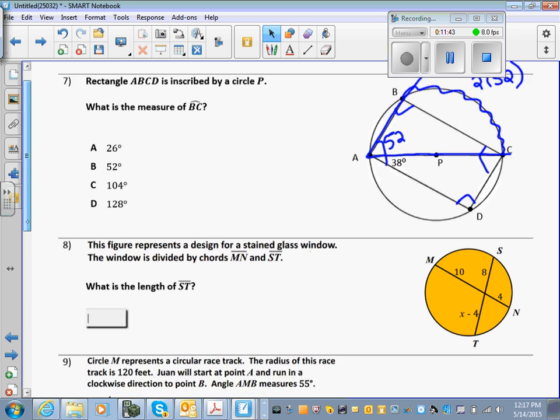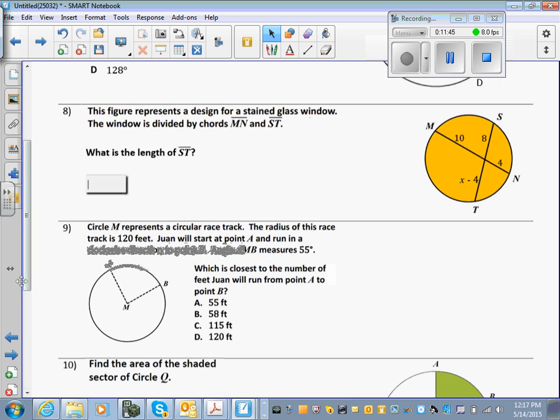Number 8 is also another circle question. This figure represents a design for a stained glass window. The window is divided by chords MN and ST, and they want to know the whole length. If you guys remember, we did A, B, C, and D in class. When the chords are given, A times B equals C times D.